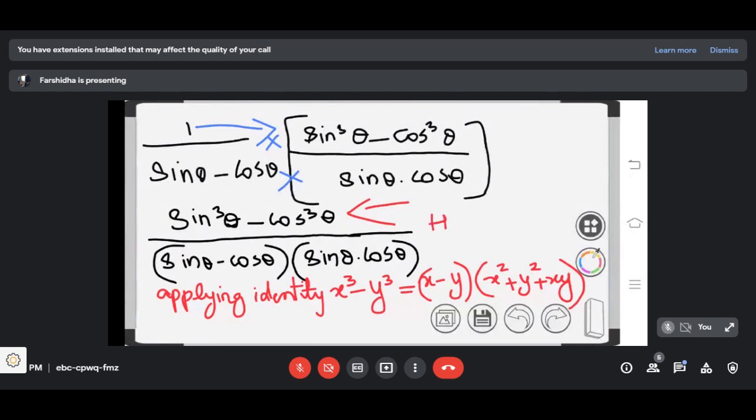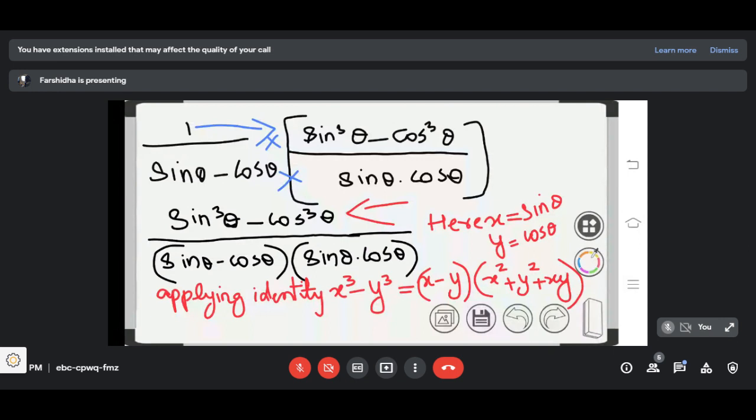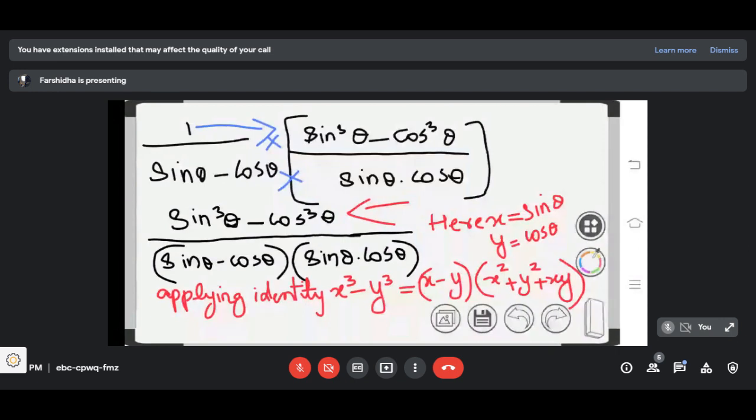If you want, you can write below here x is equal to sine theta, y is equal to cos theta. So we'll write it in this form, x minus y into x square plus y square plus xy. So I'm going to the next page.